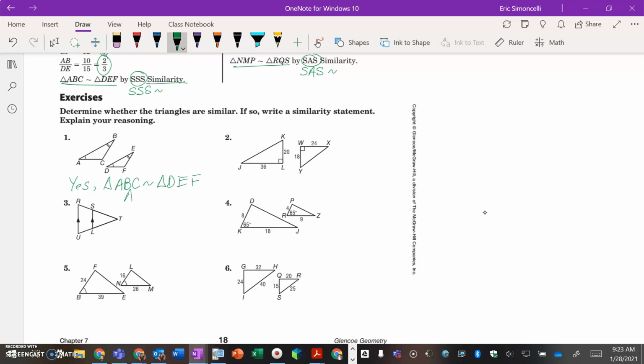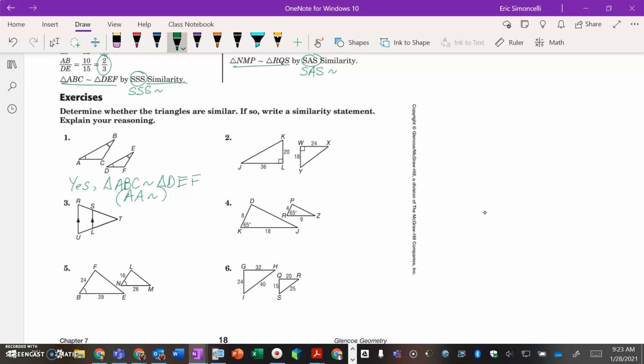by angle similarity. Okay. Notice that angle A and D are congruent, so they come first in the statement. B and E come second. And then lastly, C and F are the third variables. But again, all we knew to start with were those two corresponding angles and the pair that you can see being congruent. Let's take a look at number 2.